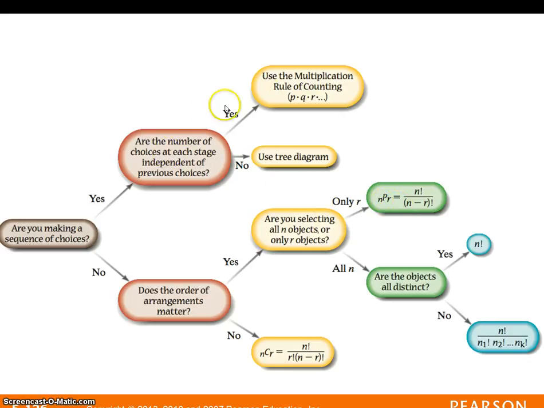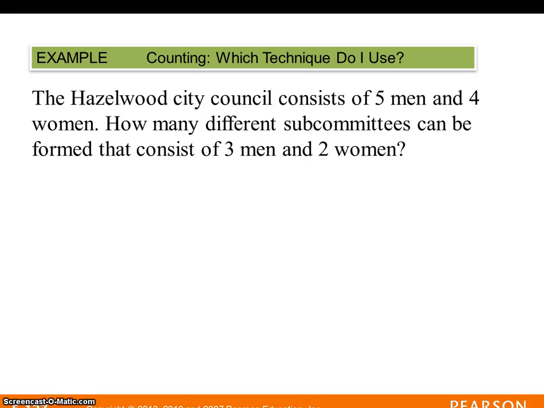Again, you might want to use the multiplication rule of counting or use a tree diagram in this case. So let's just do some examples here. And again, you don't necessarily have to follow this flowchart if you can determine what the answer would be on your own. But let's say that the Hazelwood City Council consists of 5 men and 4 women. How many different subcommittees can be formed that consist of 3 men and 2 women?